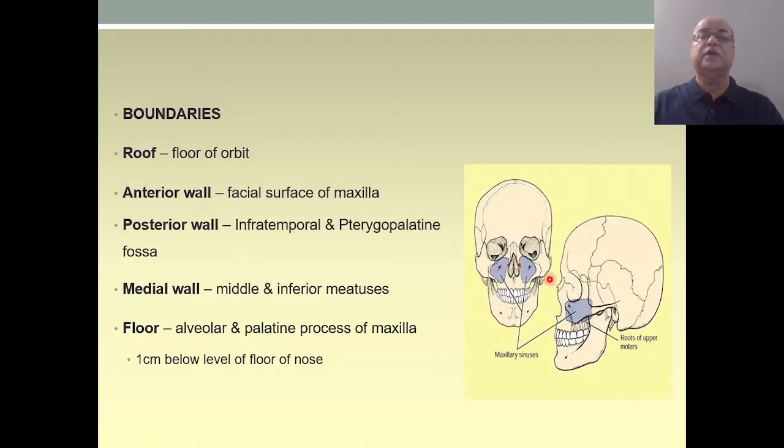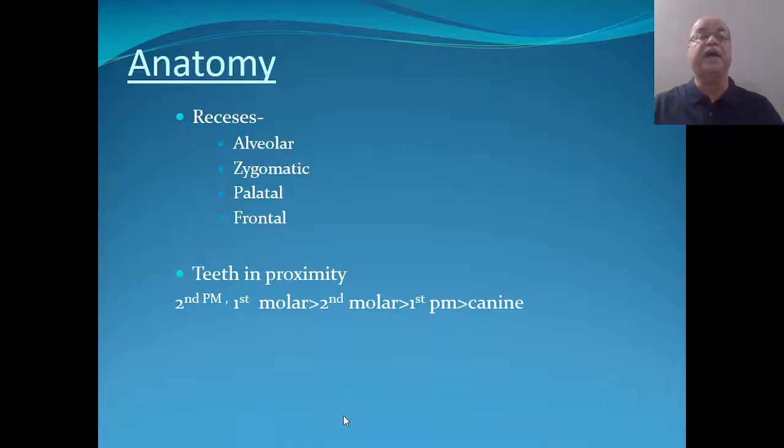Its relationships: the roof is in relation with the orbital floor. The anterior wall is the facial surface of the maxilla. Posteriorly are the infratemporal and pterygopalatine fossae. The medial wall is formed by the middle and inferior meatuses in the lateral nasal wall. And the floor is the alveolar and palatine process of the maxilla, 1 centimeter below the level of the floor of the nose. As you can see in the picture, this is the floor of the nose, and this is the floor of the maxillary sinus, which is a bit below that line.